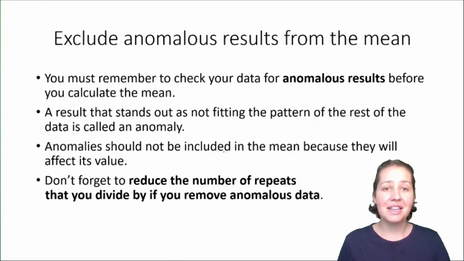The key thing is, don't go identifying lots of anomalous results. Typically, you wouldn't expect to have more than one in each set of repeats. When you're then calculating your mean, having excluded any anomalies, do remember to reduce the number of repeats that you're dividing by. So if you had 4 pieces of data, one of them's an anomaly, you're then adding up the other 3 and dividing by 3, not 4.